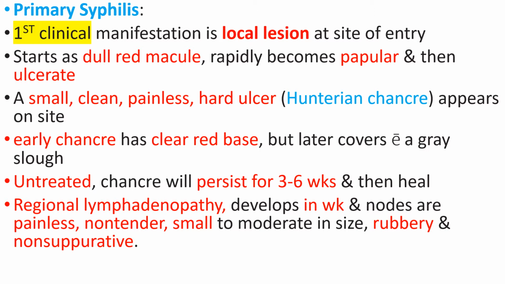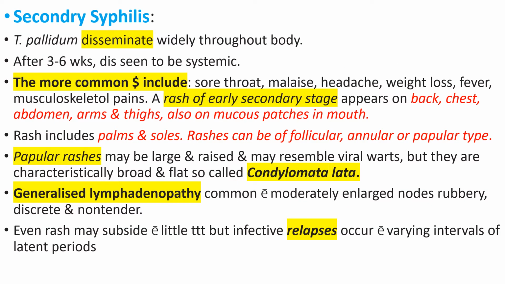Regional lymphadenopathy develops in 1 week, and the nodes are painless, non-tender, small to moderate in size, rubbery, and non-suppurative. Secondary syphilis. Treponema pallidum disseminates widely throughout the body. After 3 to 6 weeks, the disease is seen to be systemic.